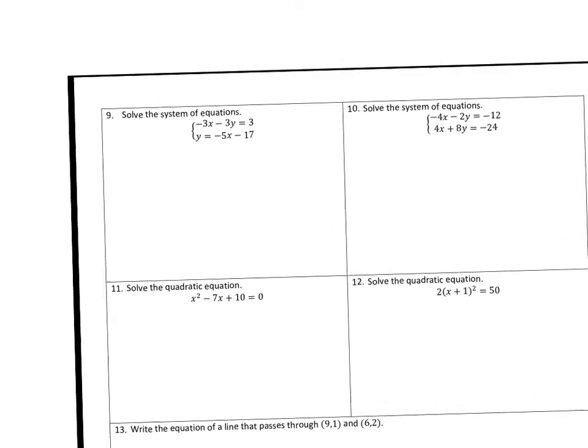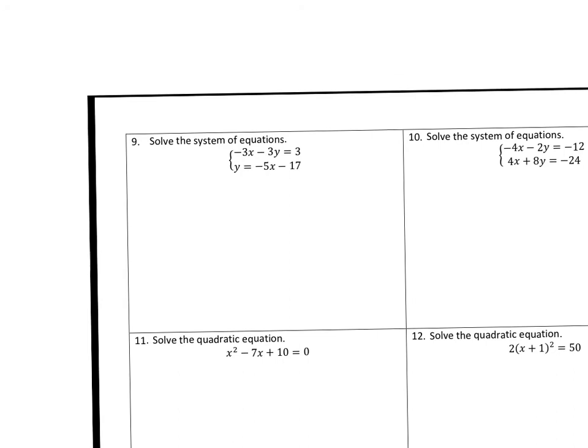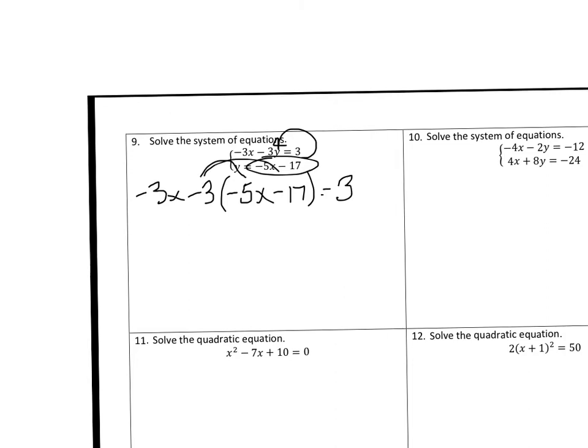If you look at this first one, we have solved the system. I need to figure out elimination or substitution. Well, because I've already have y solved for, I'm going to substitute in for y. So here we go. We got negative 3x minus 3 in parentheses, whatever I'm substituting in, which is 5x minus 17, equals positive 3. Now I'm going to solve, simplify, distribute my negative 3. So I'm left with negative 3x. A negative 3 times a negative 5 is a positive 15x.